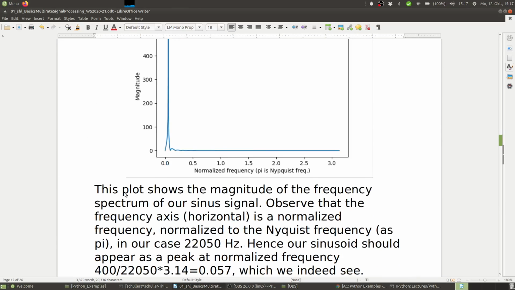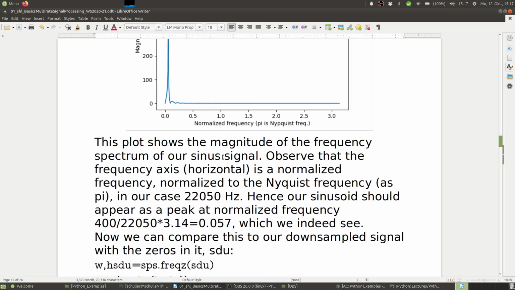Yeah, so this is what we get. And we can check the normalized frequency. Here we have the Nyquist frequency as 22,050 Hertz, so pi corresponds to 22,050 Hertz, and hence our sinusoid should appear as a peak at a normalized frequency of 400 Hertz divided by 22,050 times pi, which is 0.057, which is indeed what we just saw.